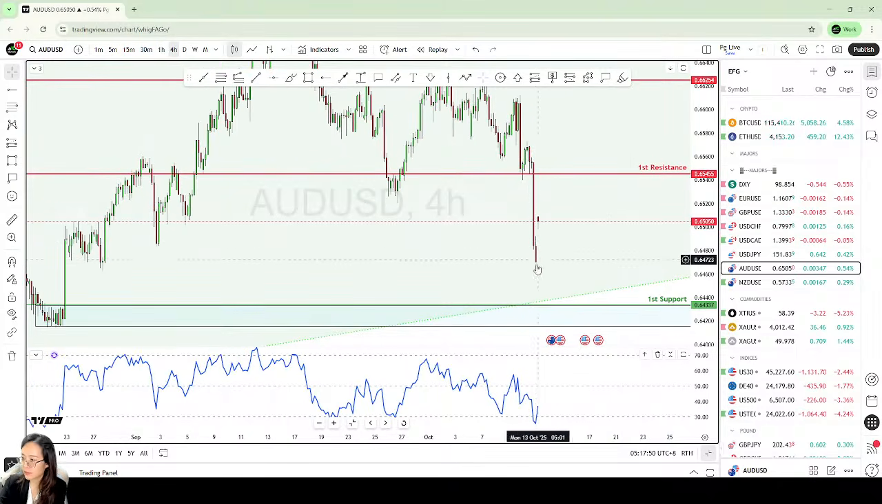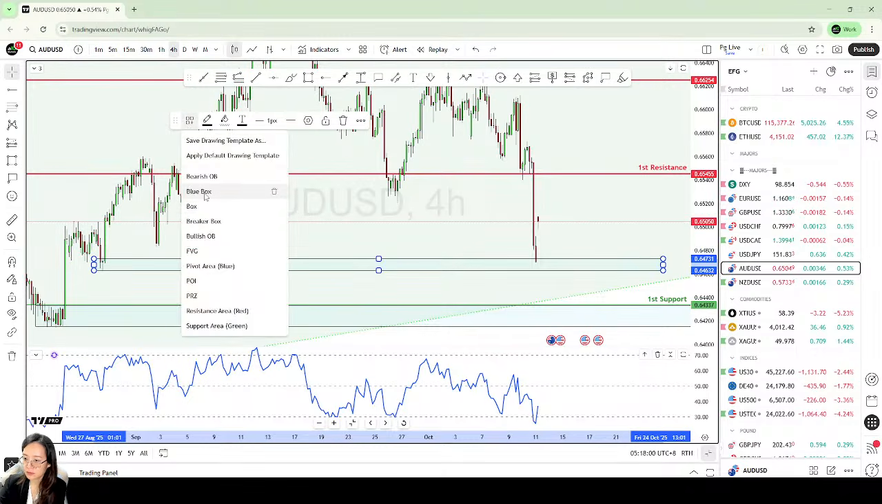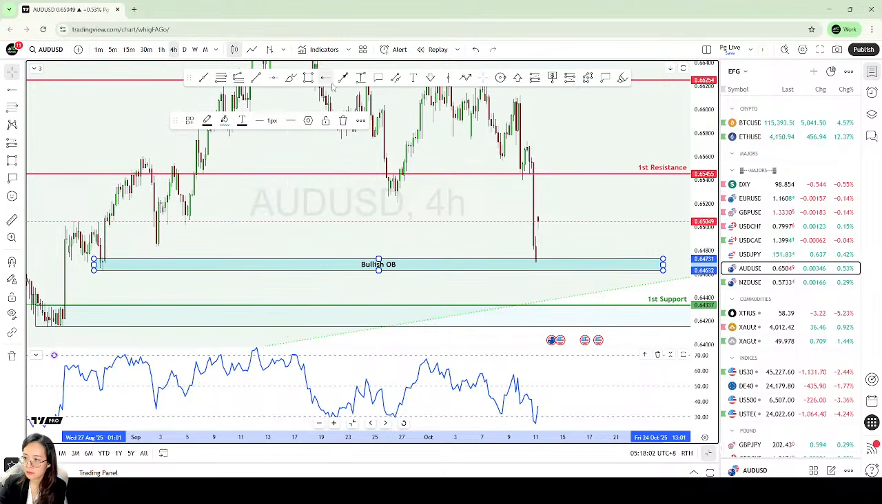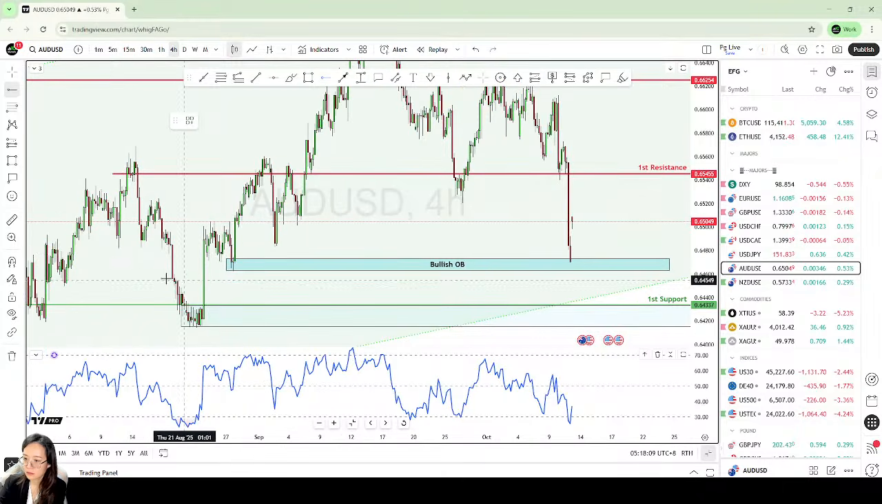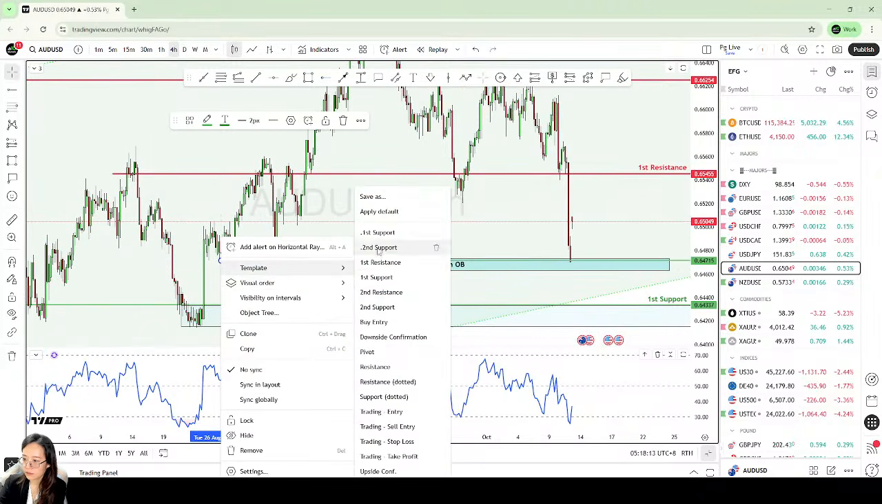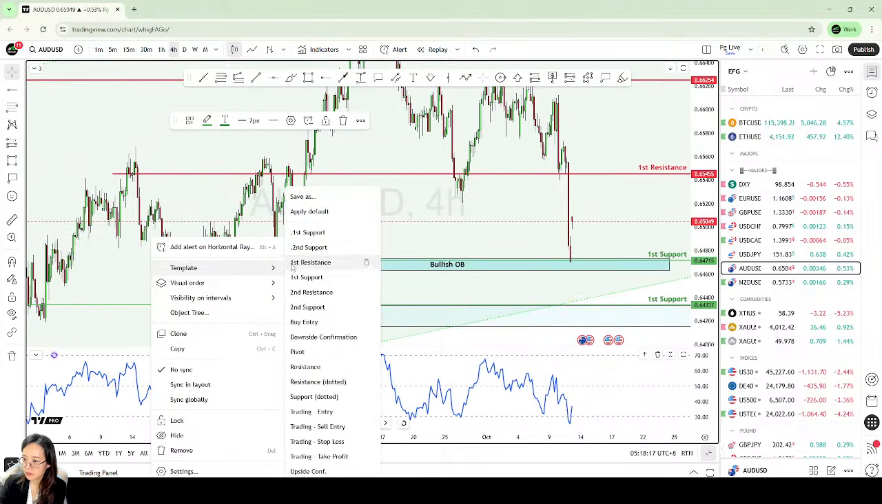There's a reason why there's a bulb from here, right? If you look to the left, you will see the OB here. So this is going to be the first support for the price, right? You see that. I'm going to refer to this as your first support, and this one is going to be your second support.